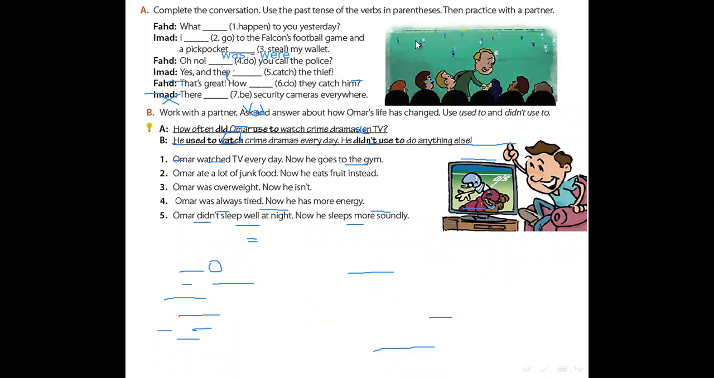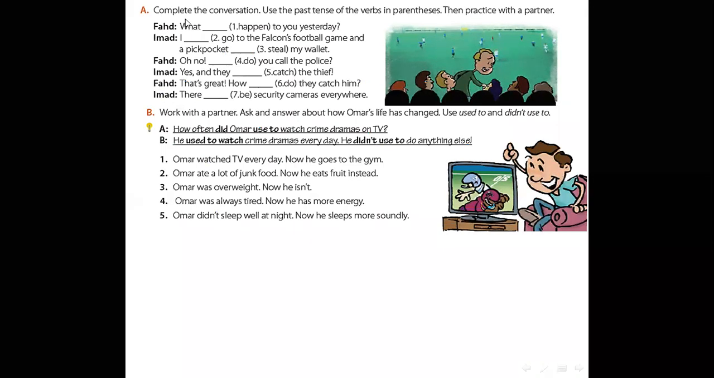Clear the page first, okay? Complete the conversation. Use the past tense of the verb in parentheses, then practice with a partner, okay? We will complete the conversation, but we should use the past tense of each verb.